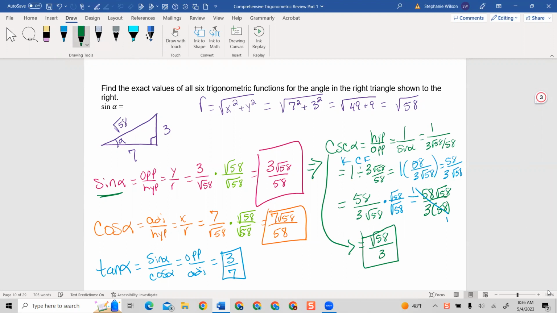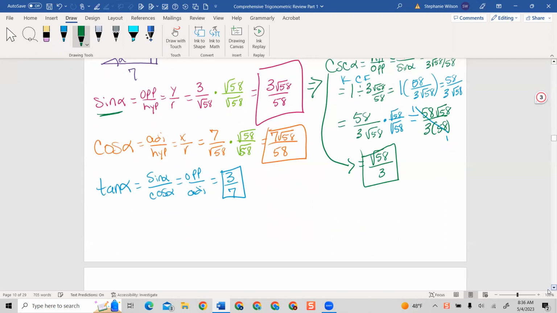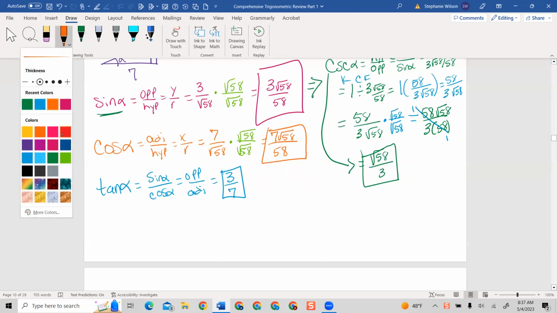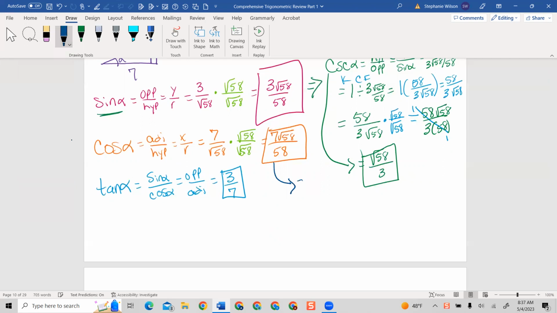Okay, so let's find our secant. And if you need to, I would make boxes or something, something where you keep the work from running together. So my secant, let's see, let's change this to, let's go there. My secant, again, is going to be 1 over cosine of alpha.